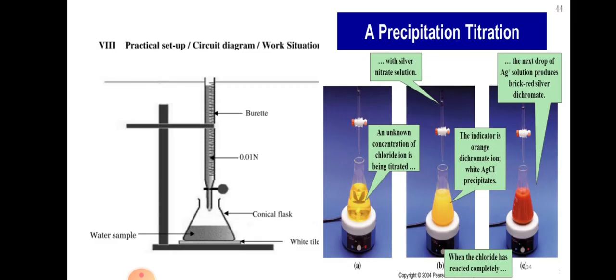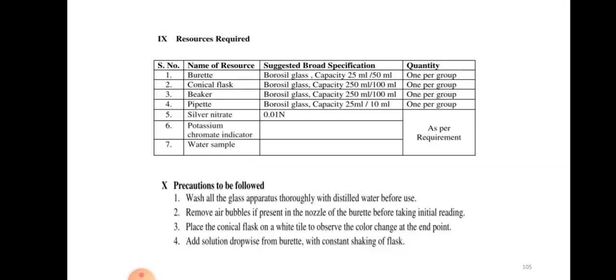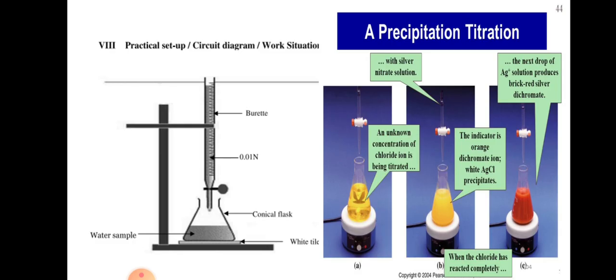This is the practical setup. This is called a burette, which has markings from 0 to 25 ml. We are going to fill 0.01 normal AgNO3. Here we are going to take a water sample in a conical flask.